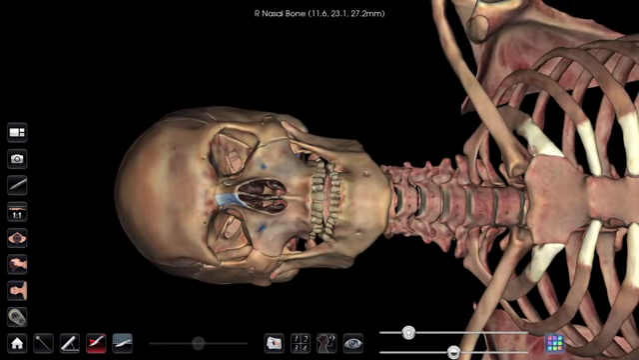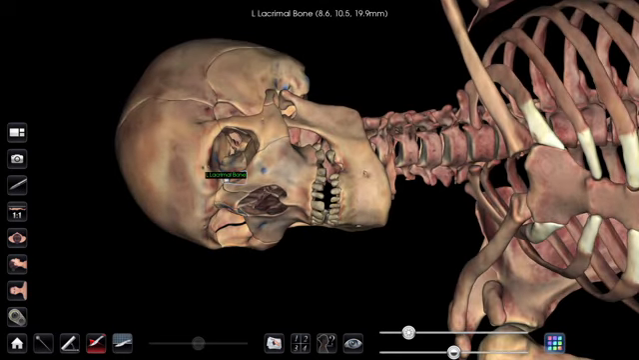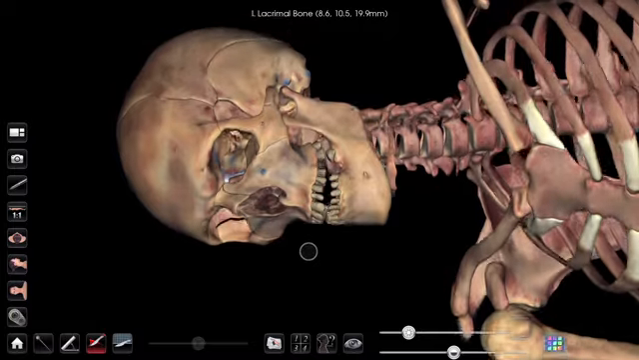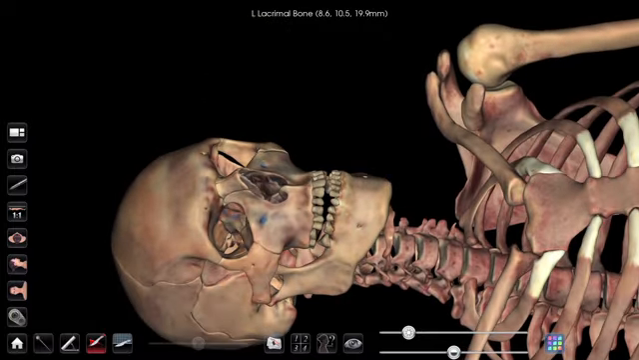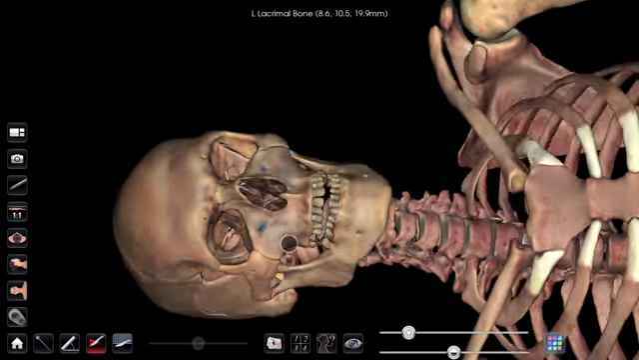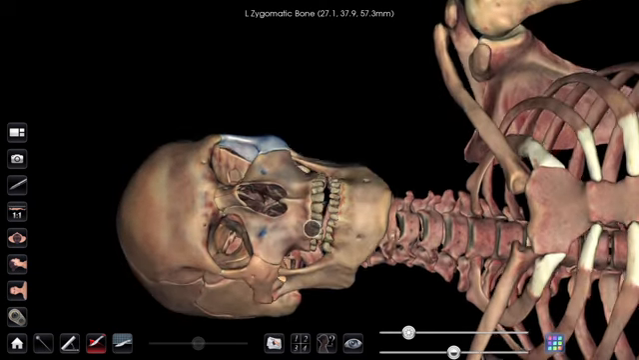As well as in the corner of the eye, we can see the lacrimal bone. Now, each lacrimal bone is very small, the smallest bones of the face, but it's covered over here slightly by the lacrimal sac and duct in this view. Then we can see the zygomatic bones on either side, right and left.